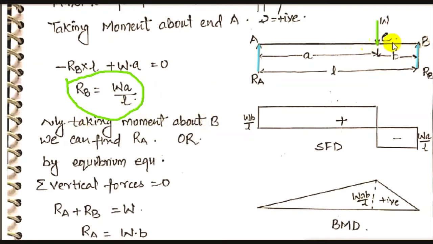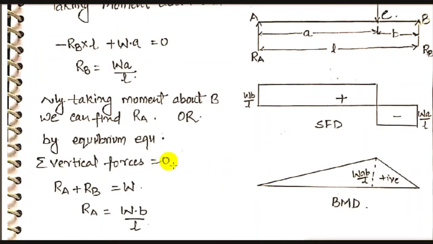Similarly we can take a moment about point B and find out the value at point A, or we simply use summation of vertical forces equals 0, meaning RB plus RA equals W. So RA is W into b by L, and this is the value of RB, W a by L.